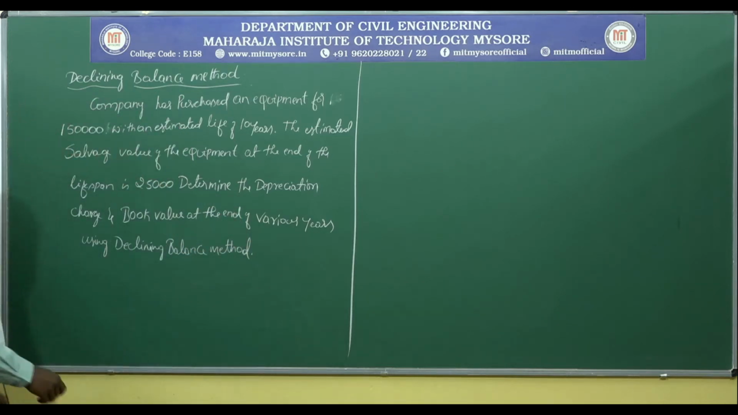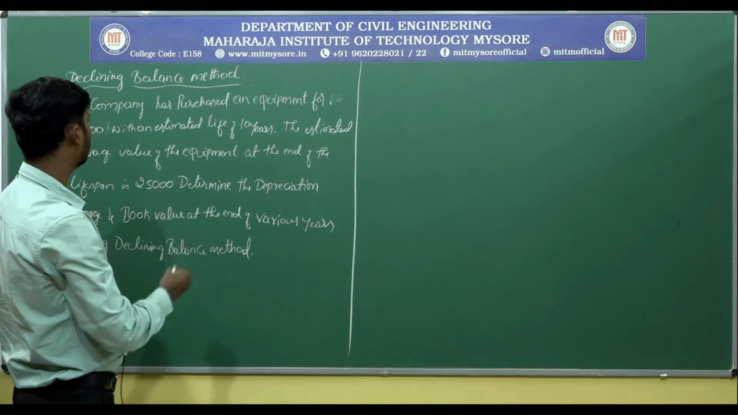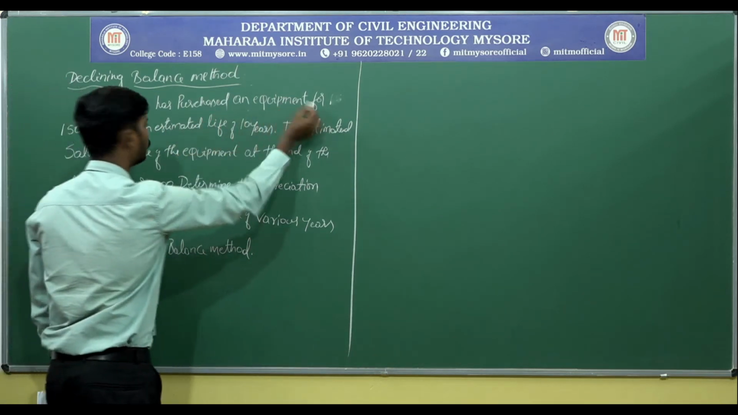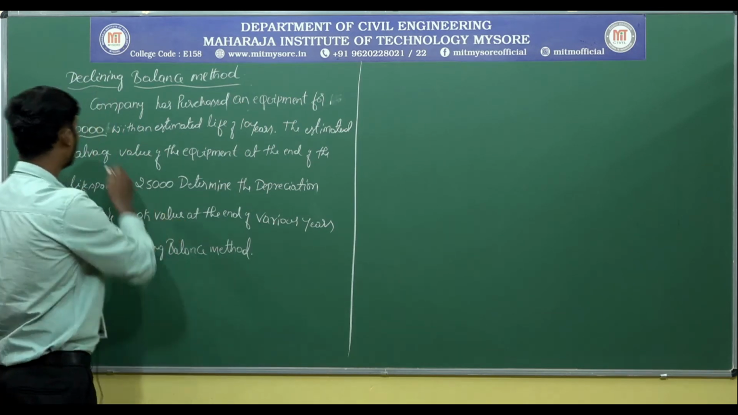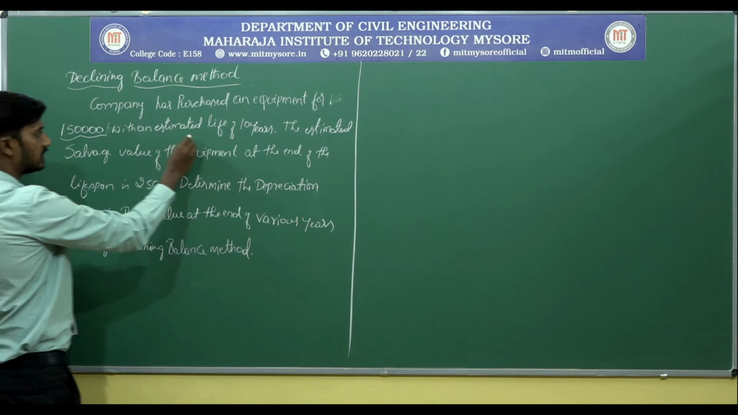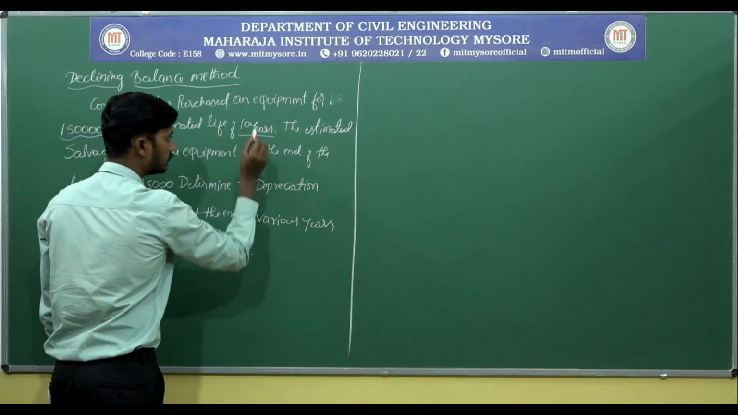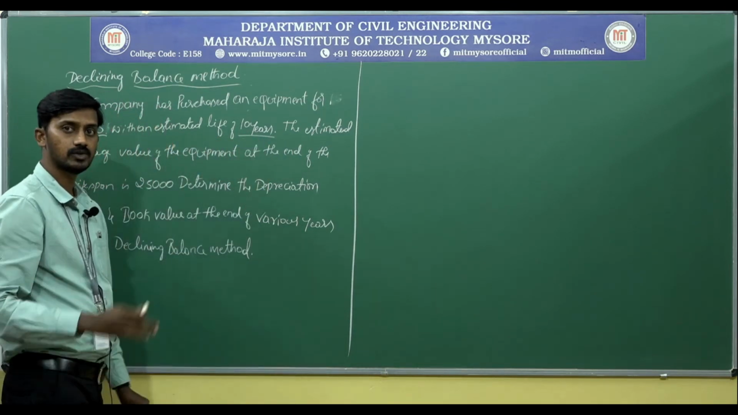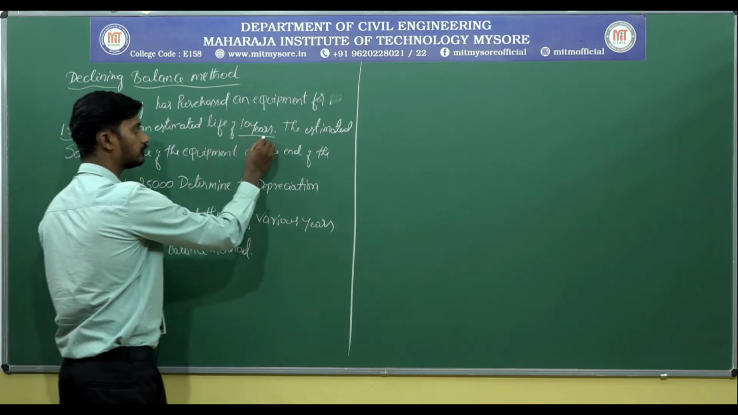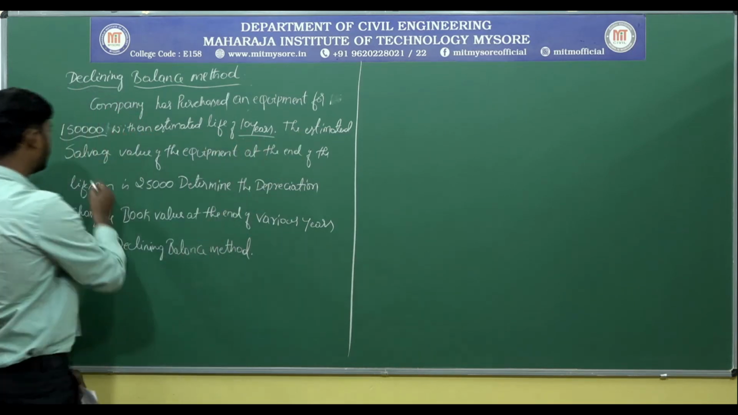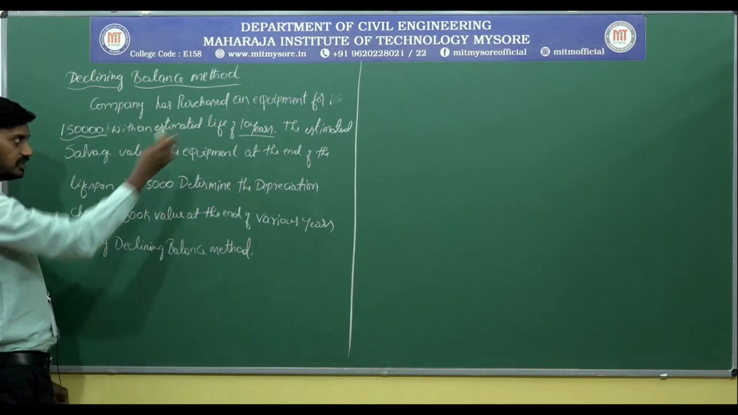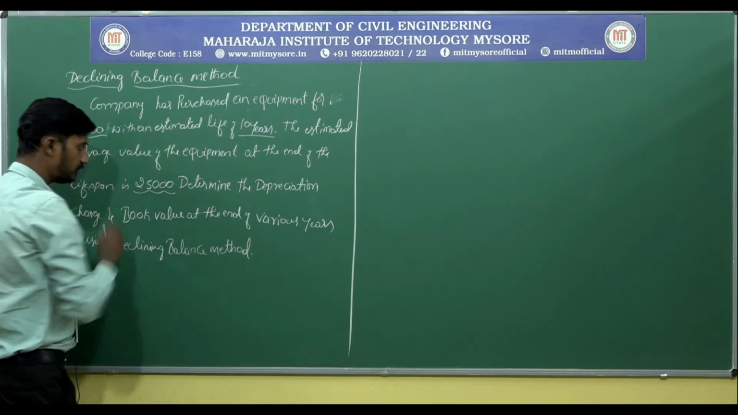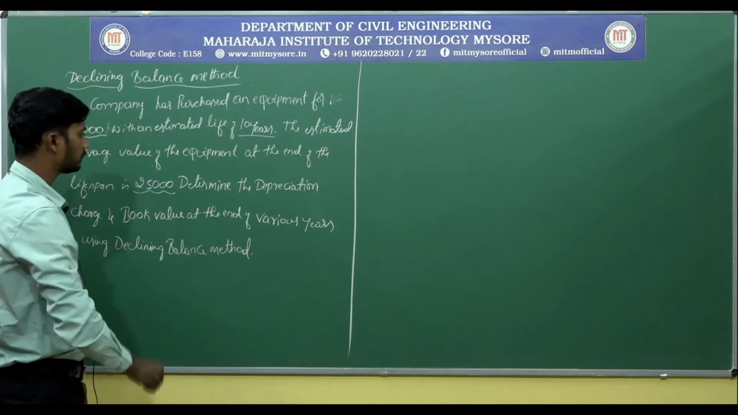Declining balance method. What is the information provided? The company has purchased an equipment for 1,50,000, so initially it has spent 1,50,000 with an estimated life of 10 years. So the equipment is going to work a lifespan of 10 years. The estimated salvage value of the equipment at the end of the lifespan, that is at the end of the 10th year, could be 25,000.